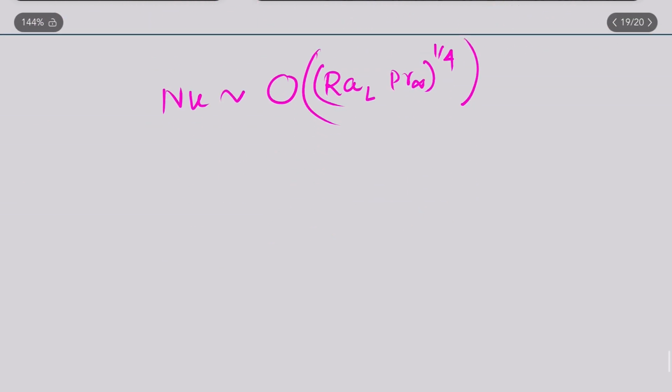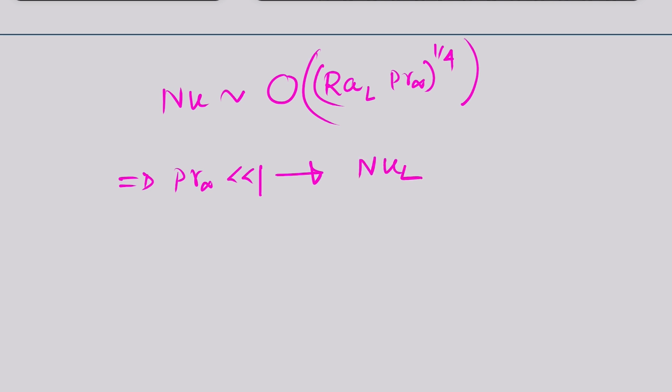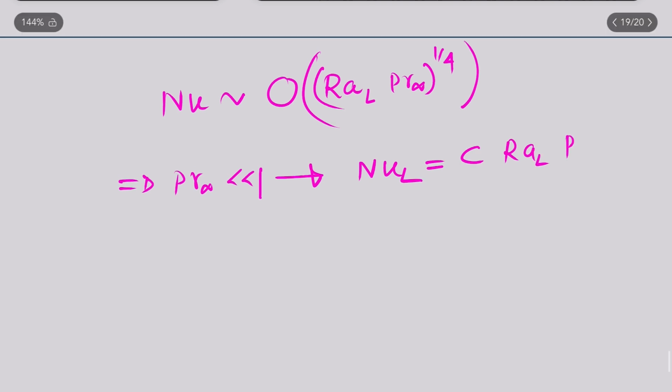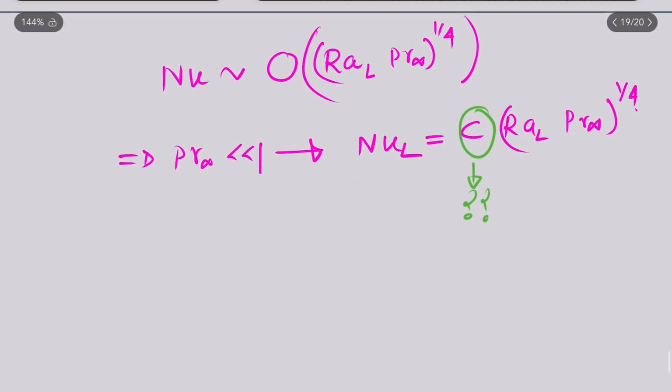But now the actual thing will be that for Prandtl number much less than 1, we will get my Nusselt number Nu_L equal to some constant C into (Ra_L Pr, Pr infinity) to the power 1/4. Now we have to find this constant. This we can find in two ways.